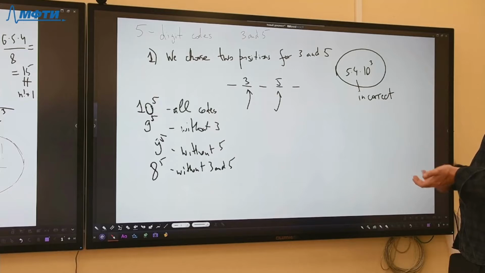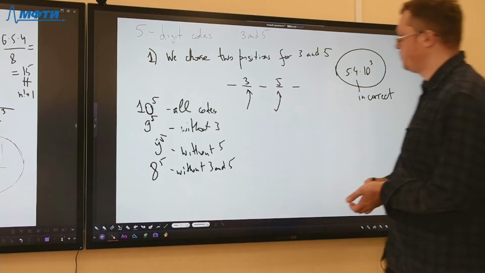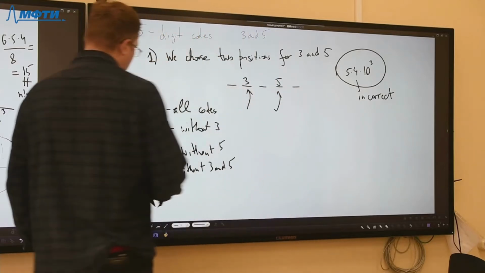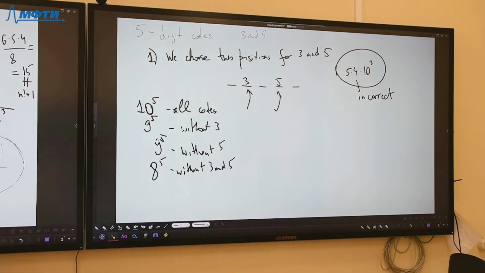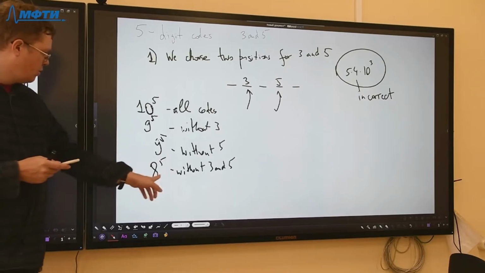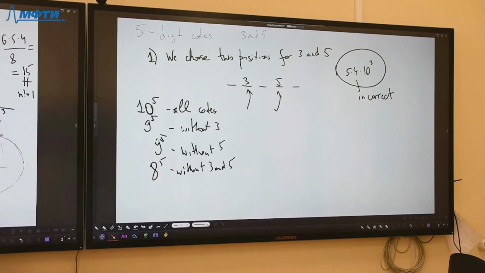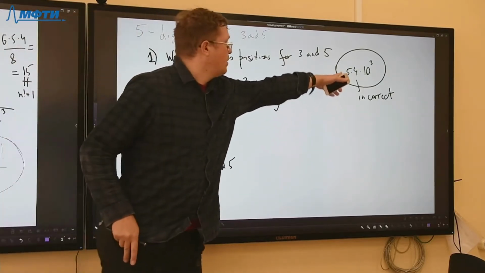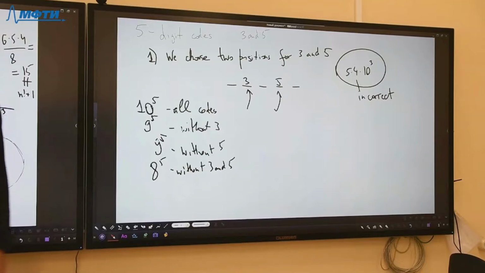And so you take all the codes and subtract the number of codes without 3 and without 5, and then you add the number of codes without 3 and 5. Yes. But this is a different answer. Why is this incorrect?